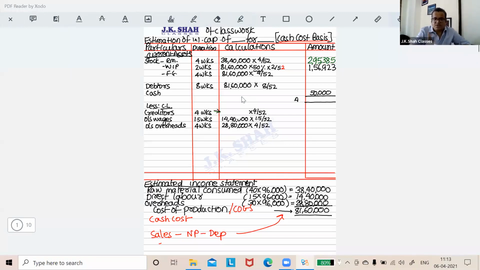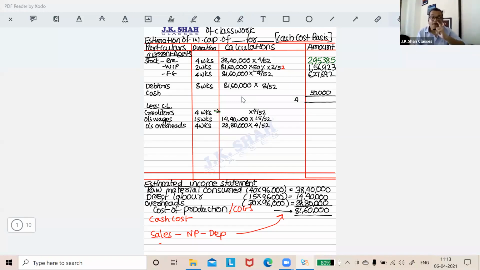Finished goods. Again, the same thing. This itself is my COP, COGS. So 60,000 into 4 divided by 52. 627,692. 692.3. So ignore that 0.3.